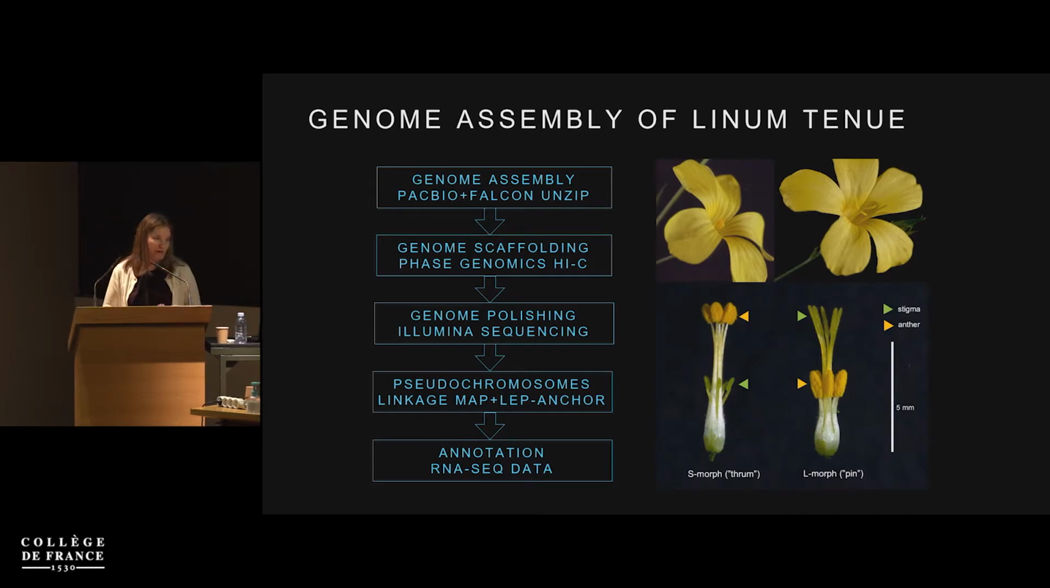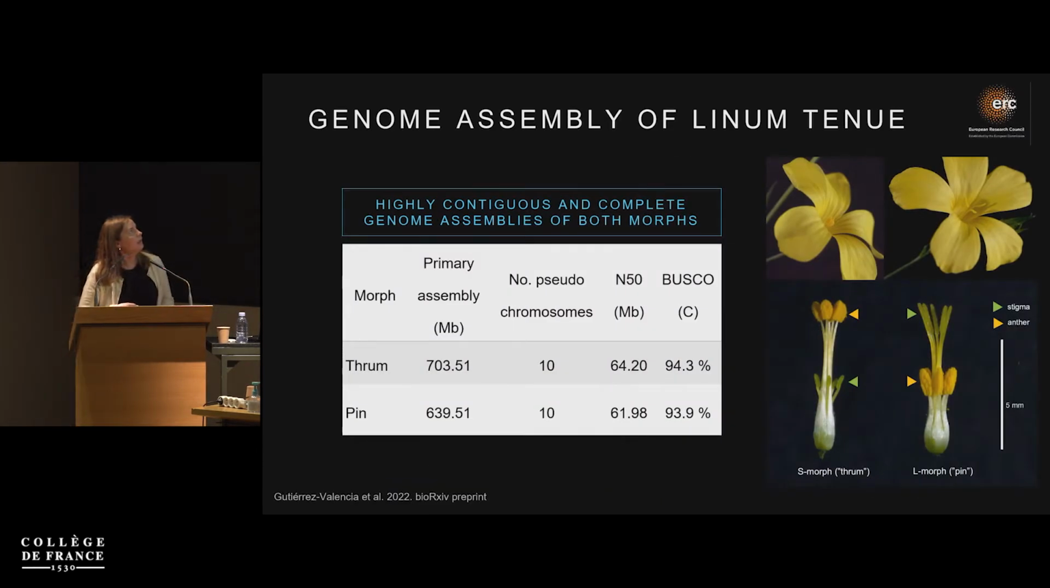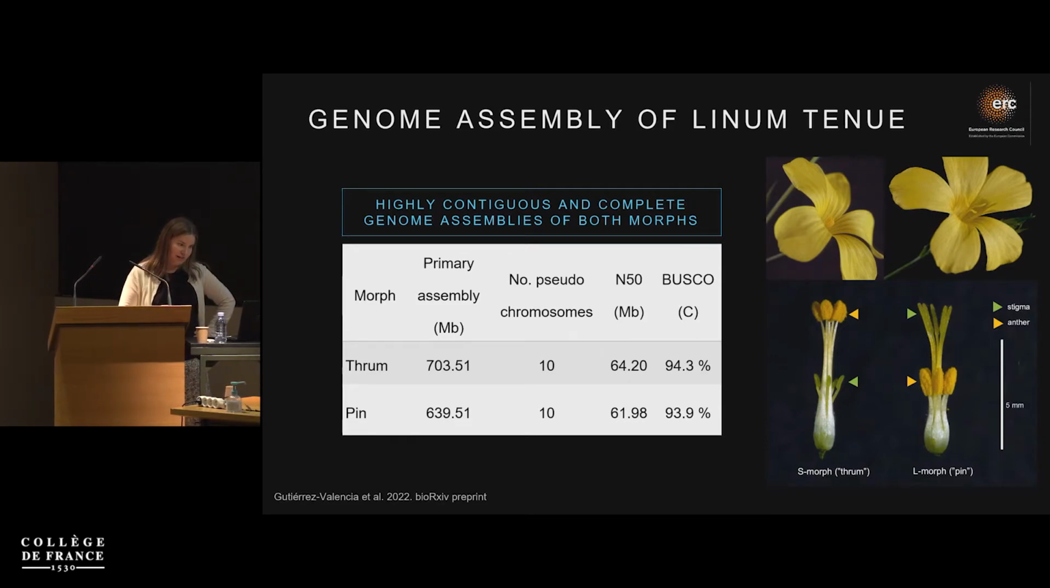And the reason why, of course, we're interested in getting as high a quality genome as possible is because supergenes are often highly repetitive. So we want to have a good coverage also in those regions. And so in Linum tenue, which was the species we started with, we sequenced both morphs. And the assemblies that we retrieved using this approach were highly contiguous and complete. They had 10 pseudochromosomes, which is the haploid chromosome number of this species. The genome size is approximately the same as what we measure using flow cytometry. And N50 and BUSCO scores also indicate high contiguity and completeness.